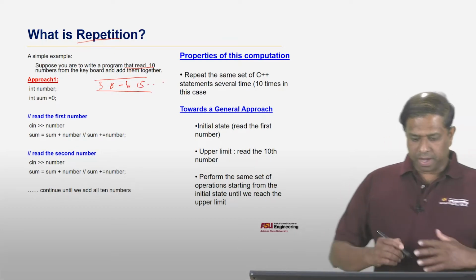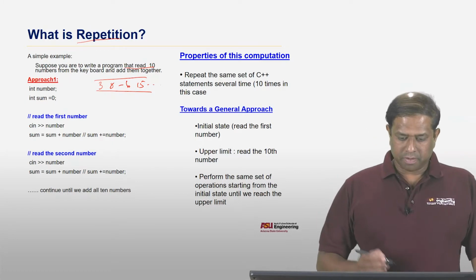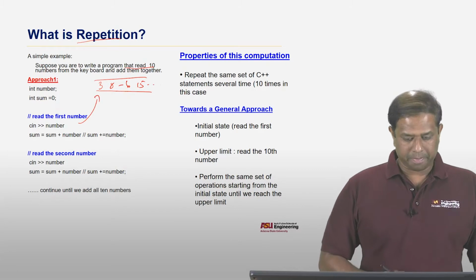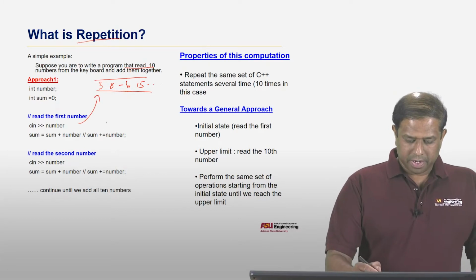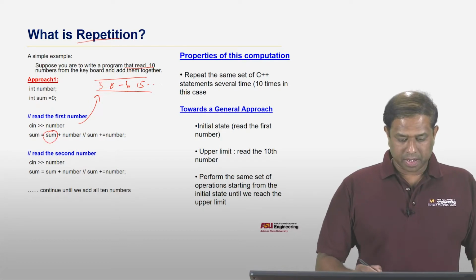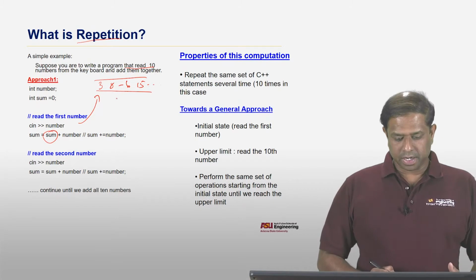In order for us to add all of these together, we need to read these numbers from the keyboard, and then add these numbers to a total summation, one at a time, until we are done reading all 10 numbers.